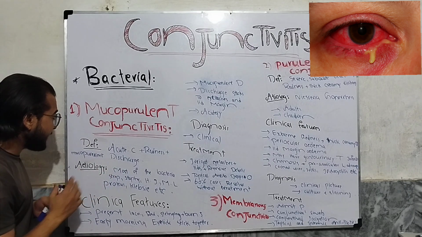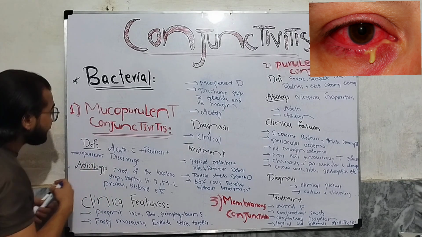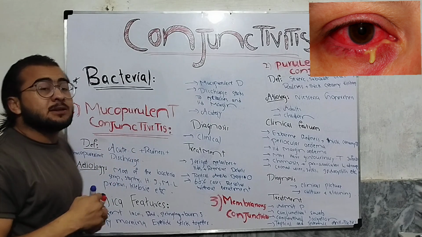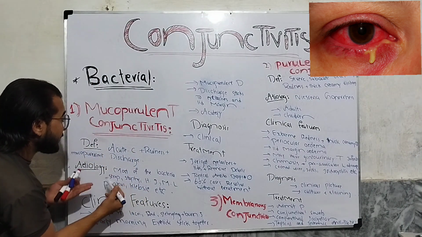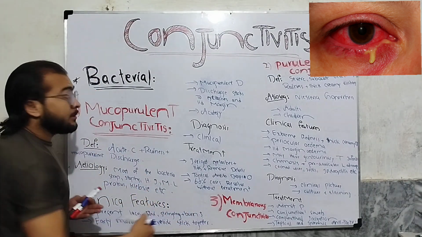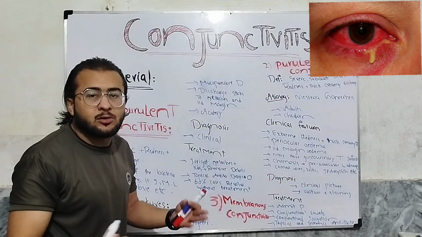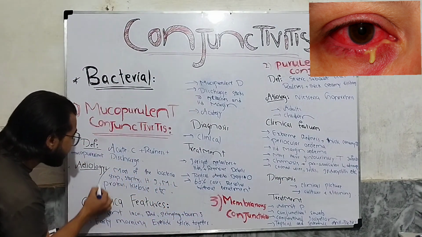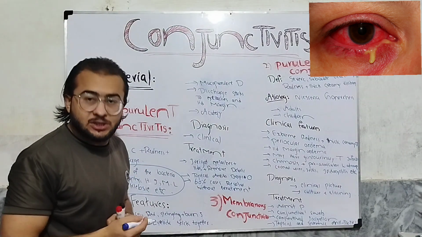The etiology is that most of the common bacteria are causing this type of conjunctivitis. For example, we have the streptococcus, staphylococcus, Haemophilus influenzae, Moraxella lacunata, Proteus, Klebsiella, etc. So all these common bacteria can cause this type of acute bacterial conjunctivitis.